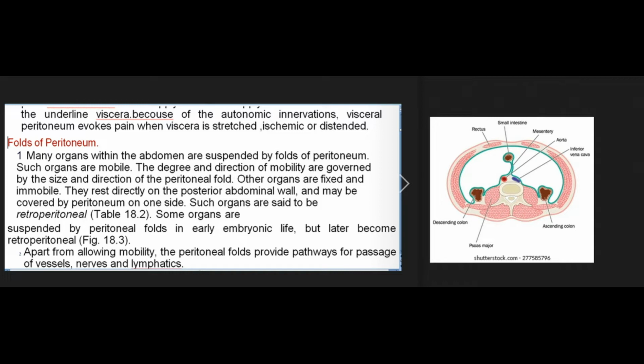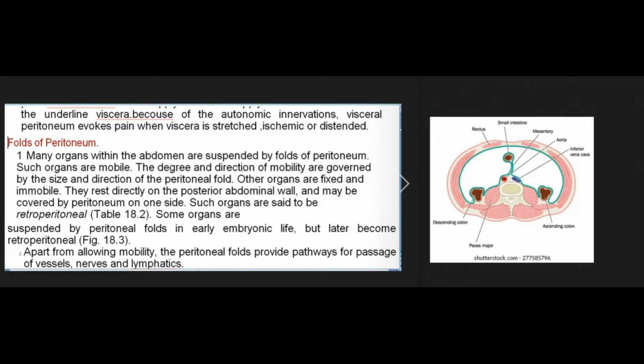Folds of peritoneum. 1. Many organs within the abdomen are suspended by folds of peritoneum. Such organs are mobile. The degree and direction of mobility are governed by the size and direction of the peritoneal fold. Other organs are fixed and immobile. They rest directly on the posterior abdominal wall, and may be covered by peritoneum on one side. Such organs are said to be retroperitoneal, Table 18.2.